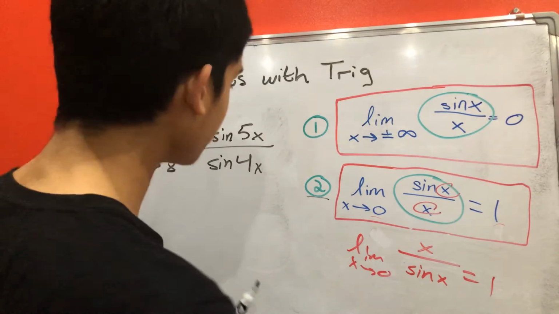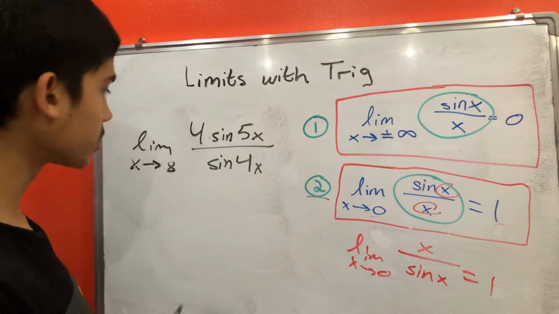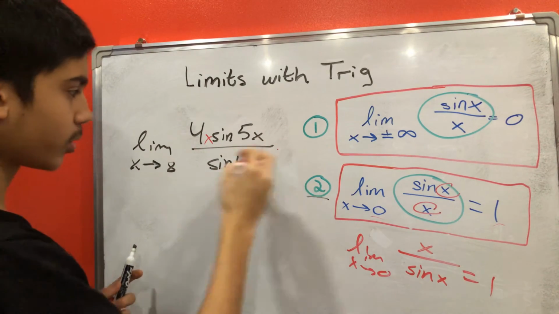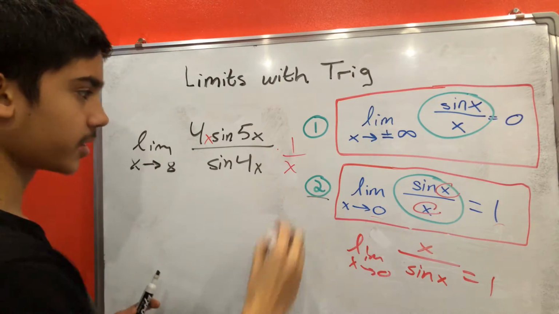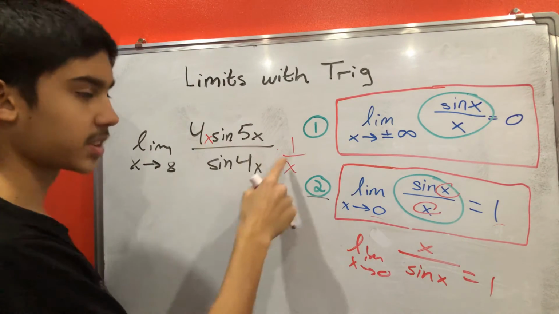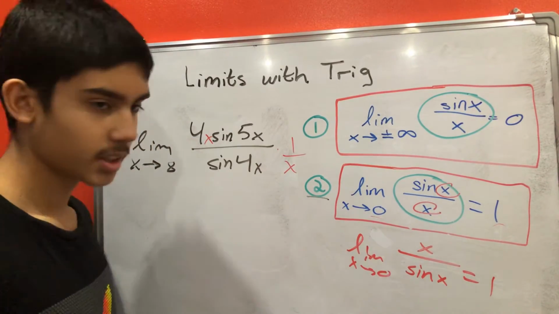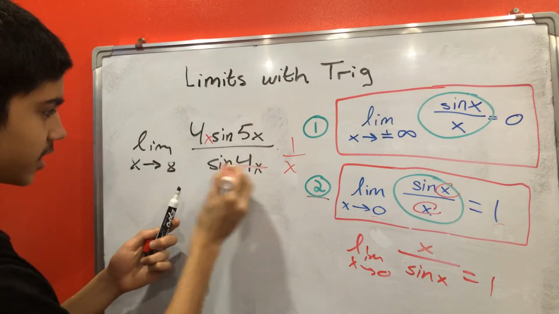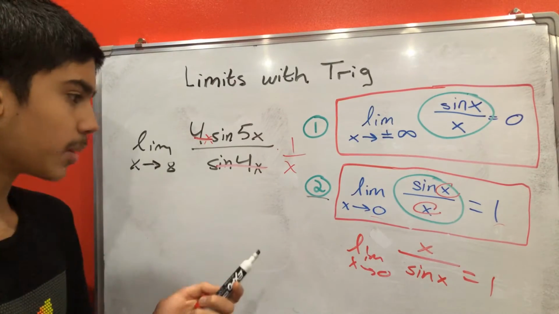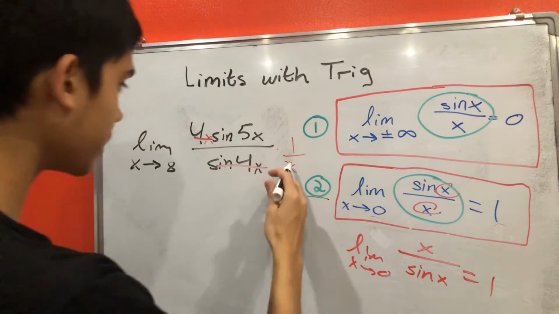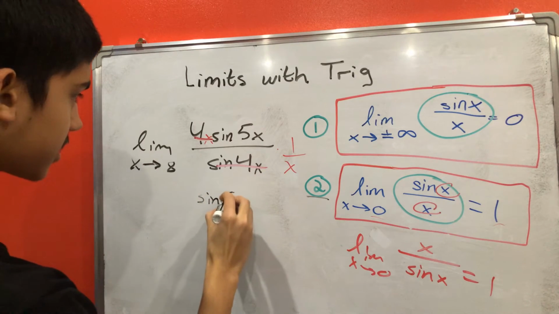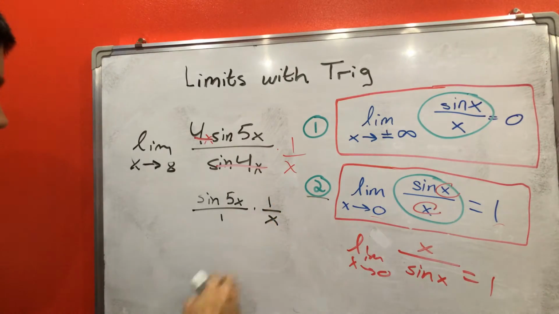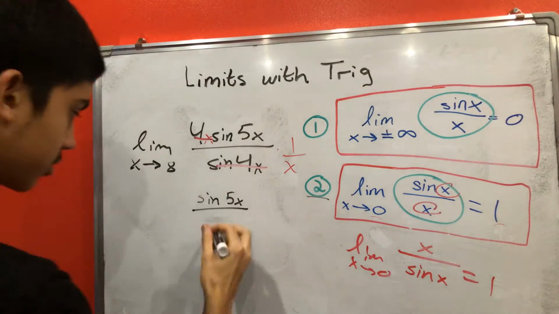So let's take a look at how we can use this one, because we'll need it here. What we're going to do is add an x here, and that will allow us to cancel out sine 4x and 4x. If we add an x on the numerator, we have to add an x in the denominator, so I added 1 over x. So basically we're multiplying by x over x. After we do that, we can just cancel it out, because it's really just multiplying by 1, and multiplying by 1 doesn't change it. So after we did that, we have sine 5x over 1, times 1 over x. And we can just rewrite it like that.